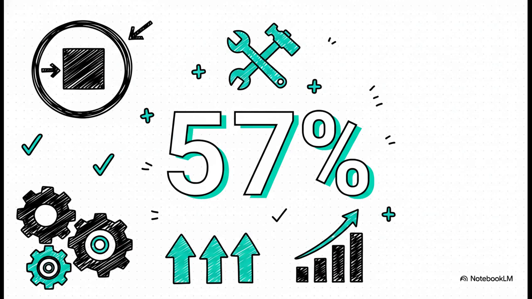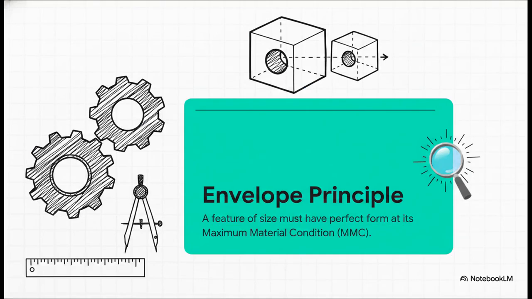Now, we can't talk GD&T without mentioning rule number 1 of the ASME Y14.5 standard, also known as the envelope principle. It dictates that a feature of size must have perfect form at its maximum material condition, or MMC. Basically, this default rule is your guarantee. It ensures a part is actually going to physically fit and function at its absolute worst-case manufacturing limits, and that's before we even start applying other geometric tolerances.